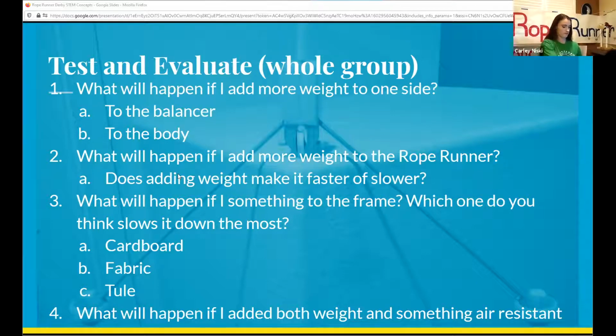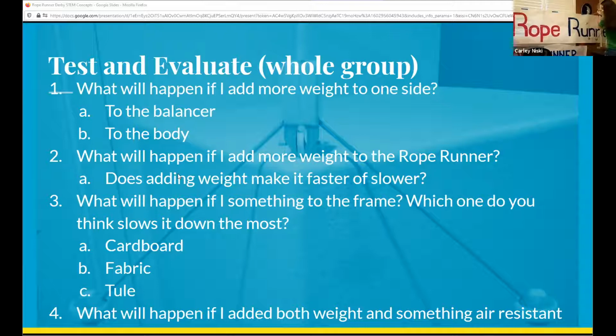It would probably go really fast because it is really light. And it would probably, because it's not that big and you can wobble it, make it go so slow. It would give it air resistance. Yes, it would give it air resistance. So the weight won't matter as much as the fact that this is not as solid an object as a piece of cardboard, and it's not as solid as the fabric, so it allows air to pass through it. So it should make the rope runner faster.